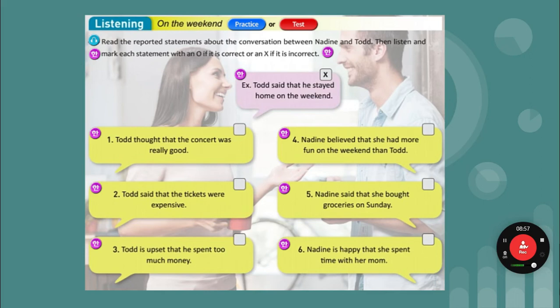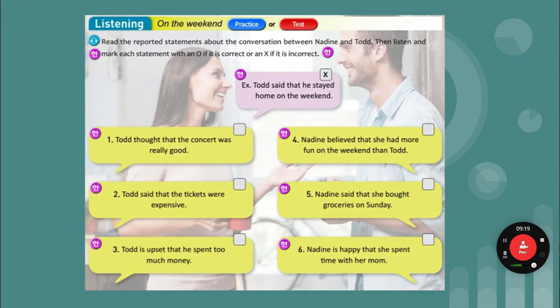Chat is a talk or a conversation. It's a good idea to have a chat with your family, so you stay in touch with people. Okay, listen one more time. Make a check in the correct ones and an X in the incorrect ones.